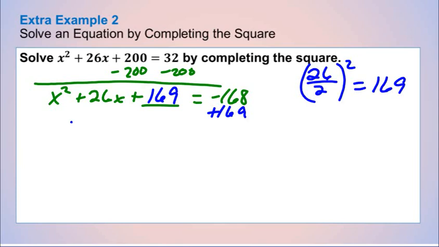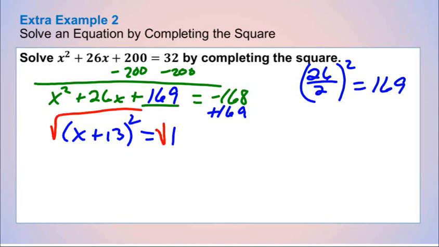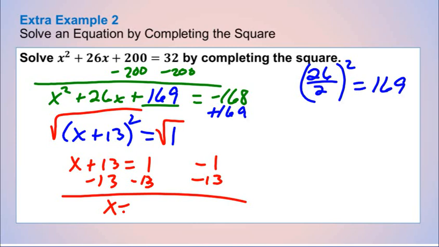And this is a perfect square trinomial, which would make it x plus 13 squared equaling negative 168 plus 169, which is 1. To undo a square, I find the square root of both sides, and I'm left with x plus 13 equaling a positive 1 and a negative 1. Subtract 13 on both sides. X would equal a negative 12 or a negative 14.